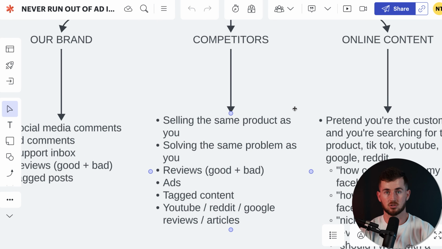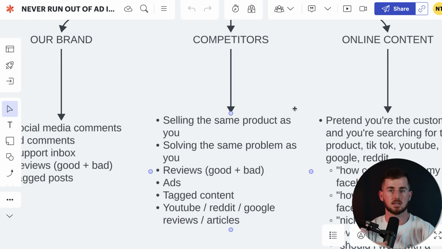There are two types of competitors: competitors selling the same product as you, and competitors solving the same problem as you. For example, I run a Facebook advertising agency. I run ads for other brands. I would look at other Facebook ad agencies, who are selling the same product as me. But the problem I'm solving is being able to scale businesses. I'm solving the problem of not making enough money, and we come into your business and scale it. So I can also look at other products solving the same problem as me.